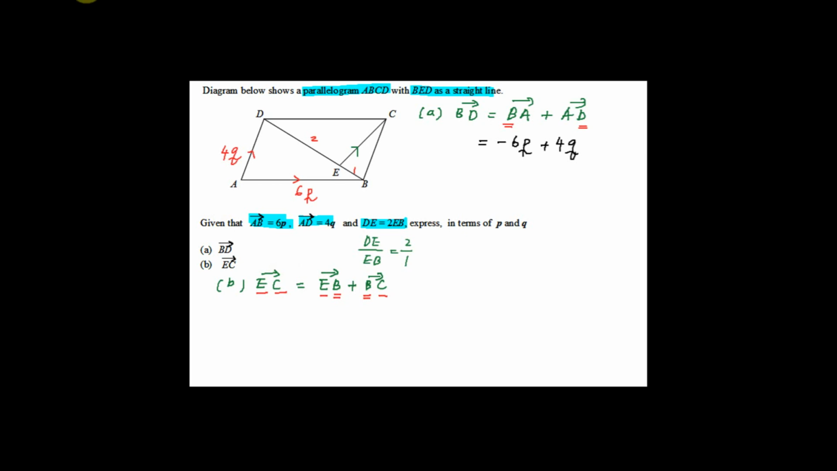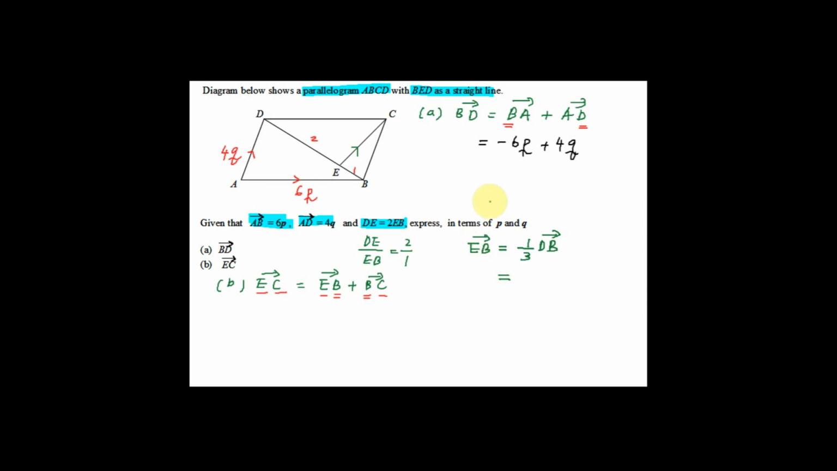So how to find EB? You can see here EB is here, which is 1 out of 3 portions of DB. So this is the vector DB. EB is 1 portion out of a total of 3 portions, so 1 over 3 of DB.